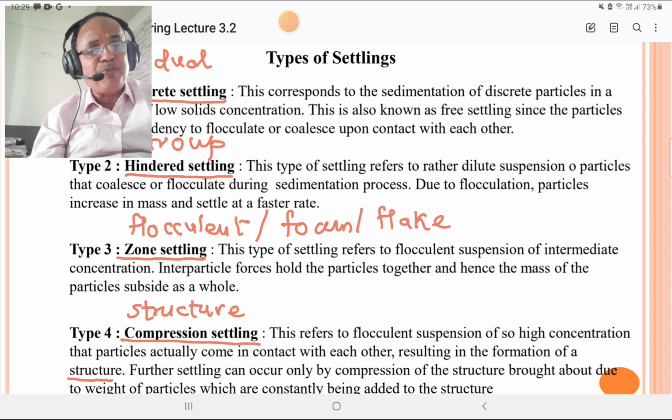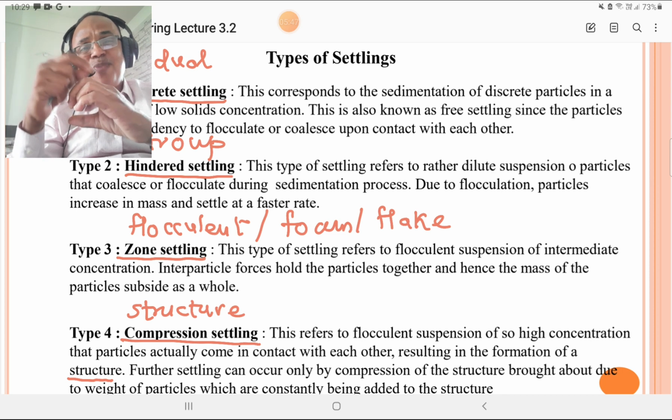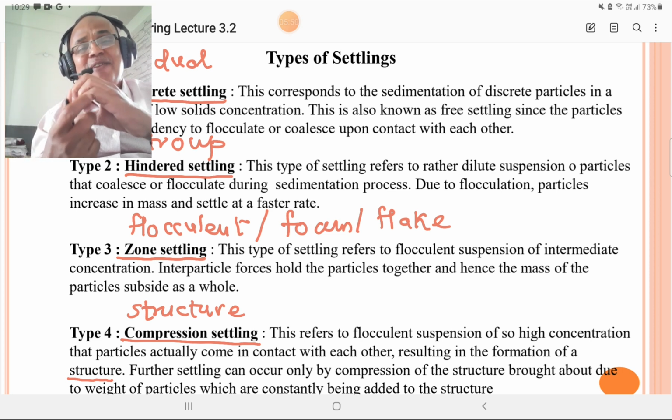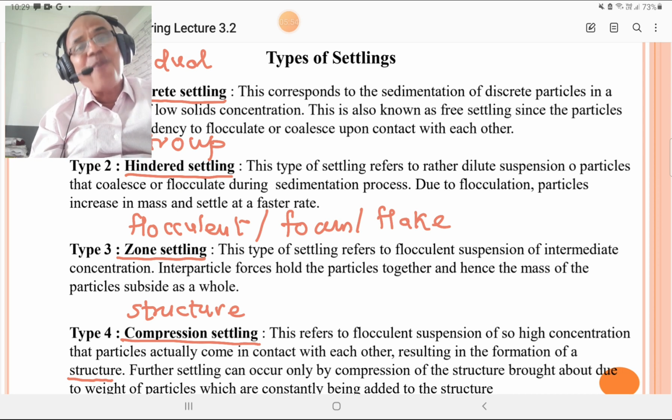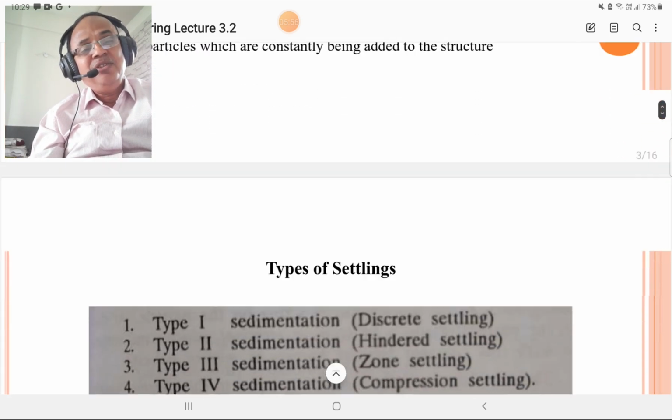So let us discuss compression settling. This refers to a flocculent suspension of such high concentration that particles actually come in contact with each other, resulting in the formation of a structure. Further settling can occur only by compression of the structure, brought about by the weight of particles which are constantly being added to the structure. Such a settling is called compression settling.